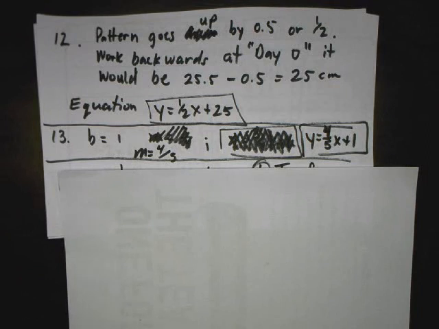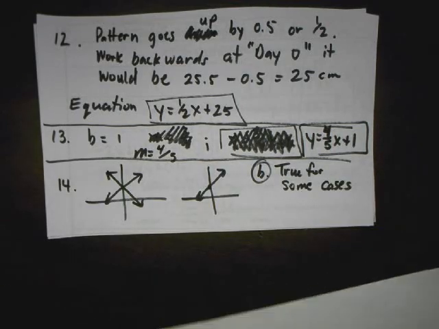14 says, select whether the statement is true or false. For all cases, some cases, or never. All right, and the statement was this. When lines have the same y-intercept, then they intersect at only one point. So if they have the same y-intercept, they hit the y-axis at the same spot, then is it always true, sometimes true, or never true that they intersect in one point?